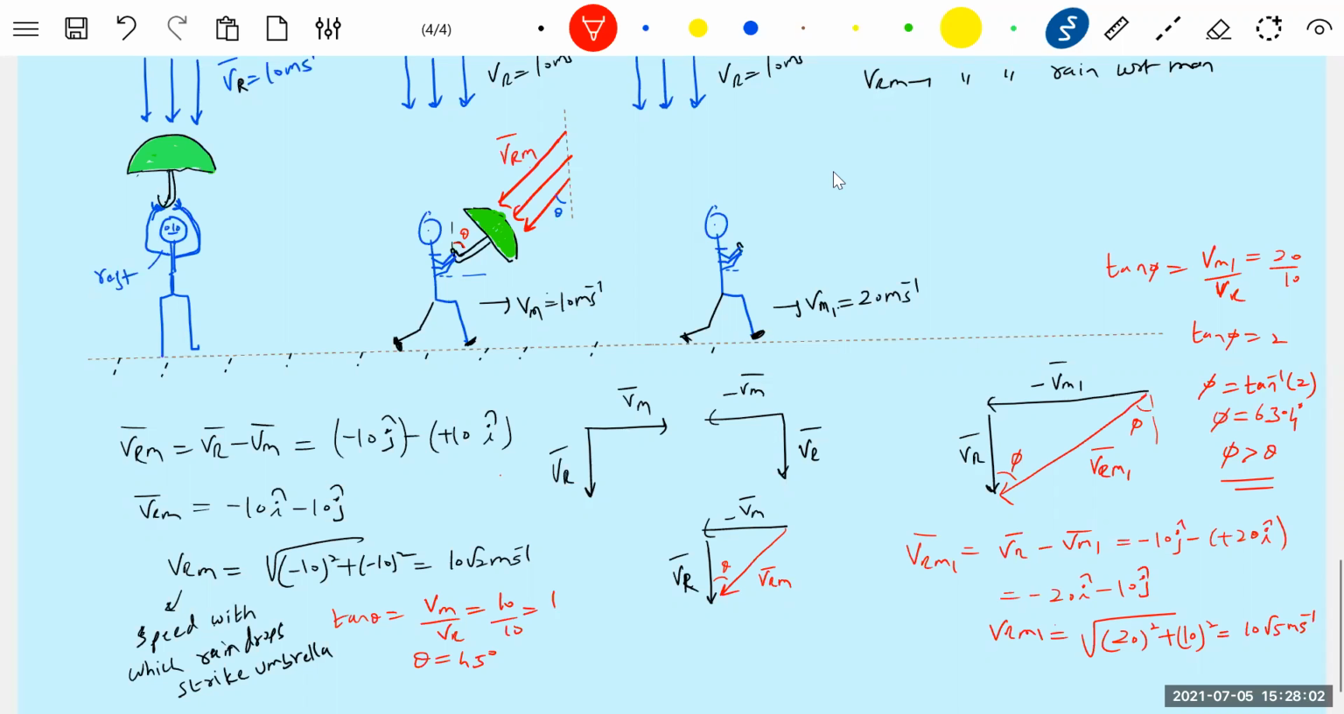So earlier it was 45. Now how much is it? More than that. It should tilt more. So how should the orientation of the umbrella be?